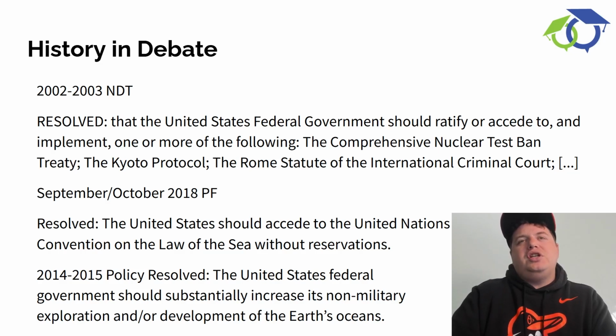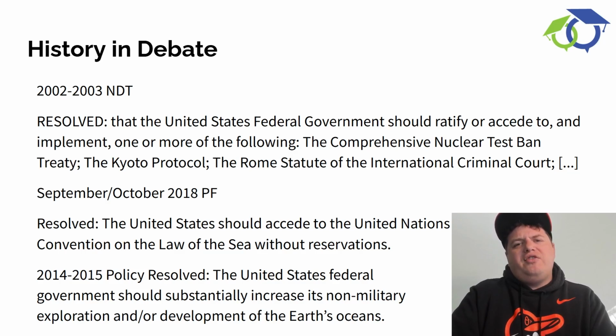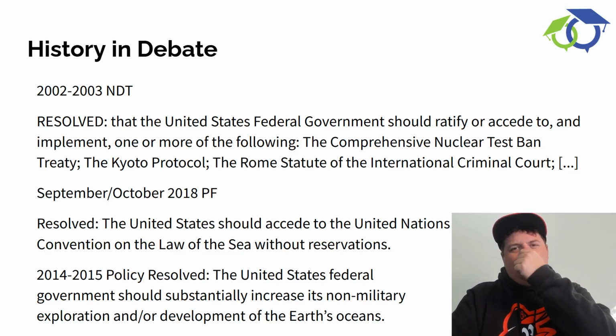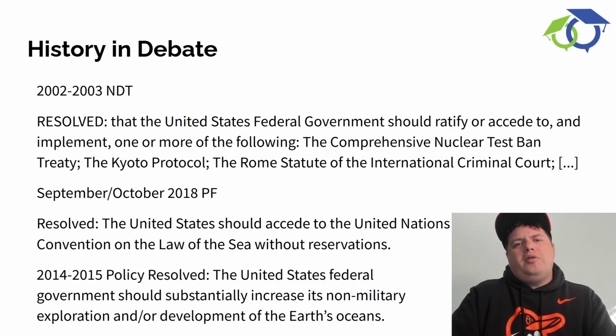The thing that's interesting to note about these topics, at least from a wording perspective, is that they say accede or ratify and not become party to. And like I was saying in the definition section, I think that will be an interesting angle for a lot of teams to take in order to try to defend against process style counterplans that the negative is sure to read on this topic. But I'll get more into that in the counterplans section.